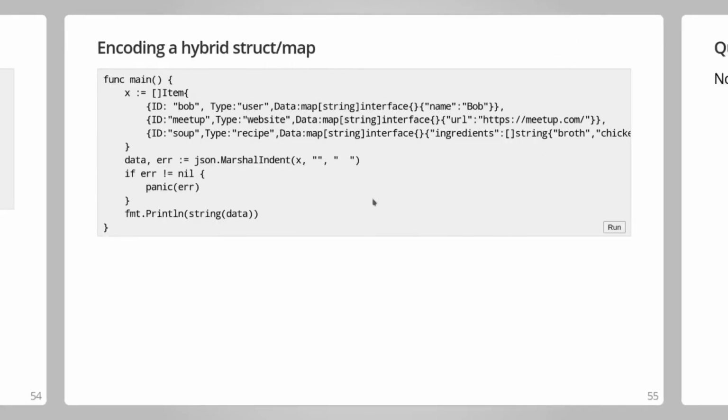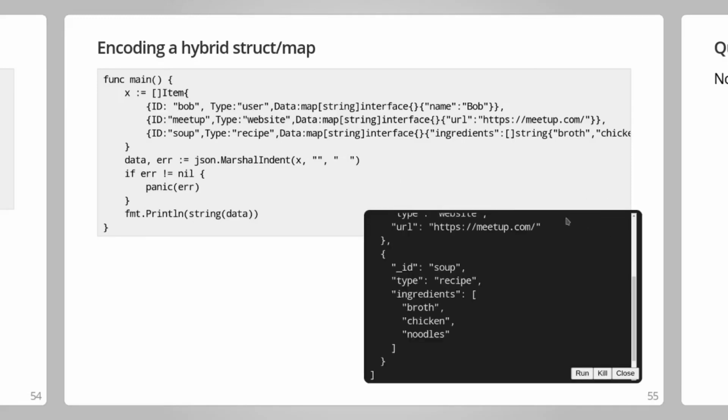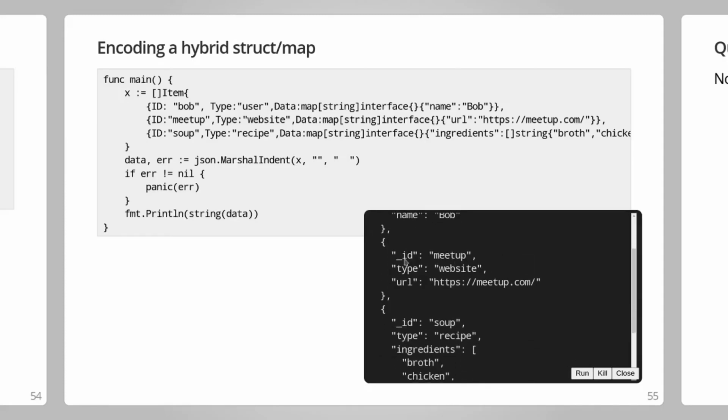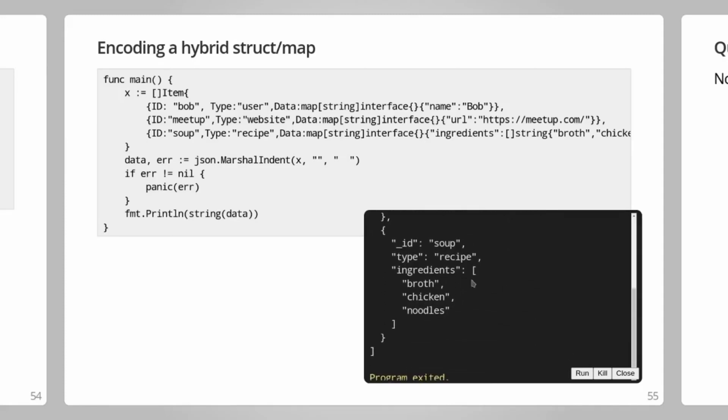So here we have our input data. This time it's Go objects, but they're essentially the same data we had before. We have Bob, Meetup, and Soup. And let's see what the JSON output looks like. In the first case, we have an object with three fields, ID, type, and name, as expected. The second one, ID, type, URL. And the third one, ID, type, and ingredients.